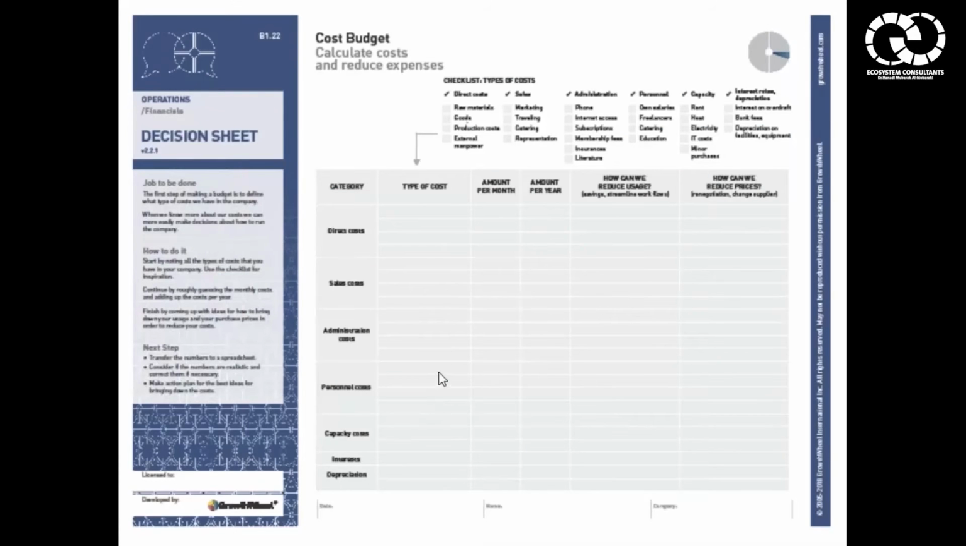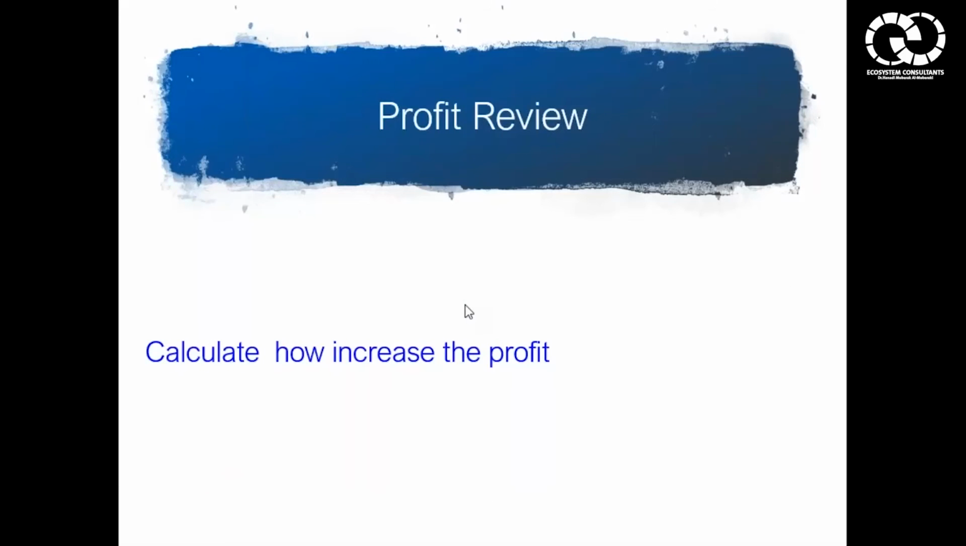This is the tool. You can list all your information here, listing all the categories: direct costs, indirect costs, sales, expenses, all types of expenses used by the countries, by the ministries, by the organizations or companies. Then we will check the profit review. We will check it now about the profit. Calculate how we increase our profit.